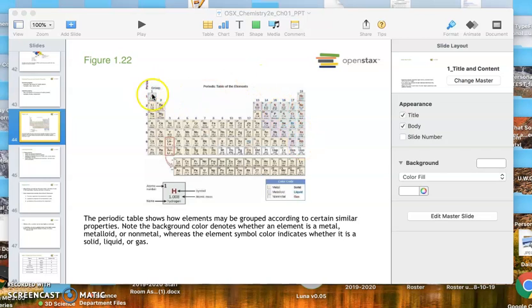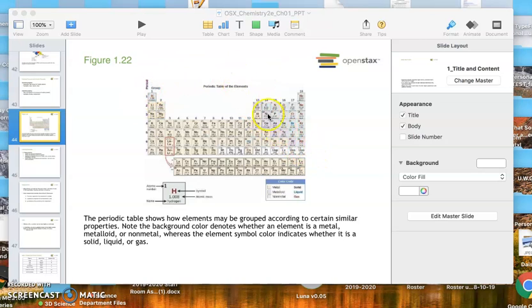Notice that hydrogen here is considered a non-metal, and even though it's way over here, it sort of has properties of both metals and non-metals. It's actually been proven that hydrogen, at certain temperatures and pressures, does act and look like a metal. So it's something interesting about hydrogen.